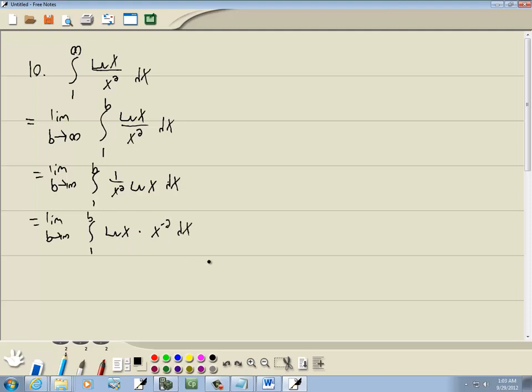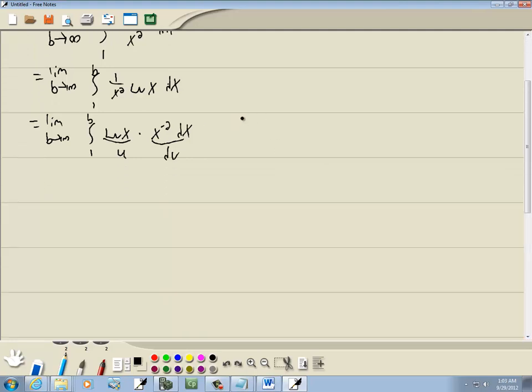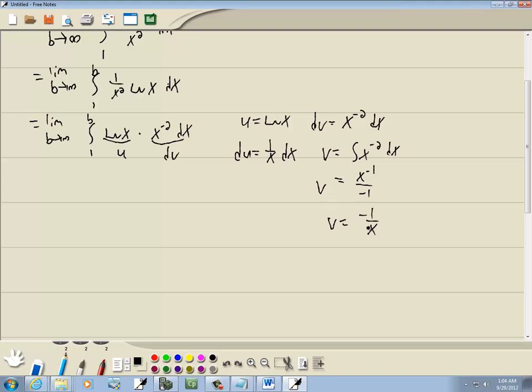And I'm going to use integration by parts. This is going to be u, this will be dv. So, if u is equal to natural log of x, dv is equal to x to the negative 2 dx, du, derivative of this, gives us 1 over x dx, and v would be the integral of x to the negative 2 dx. Well, we add 1 to our power, divide by our new power. So v is going to equal negative 1 over x.